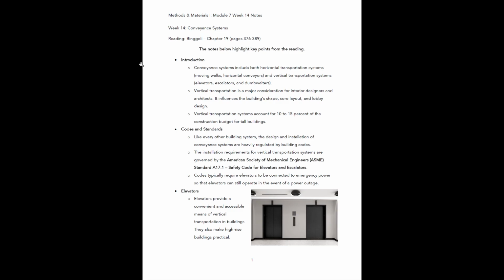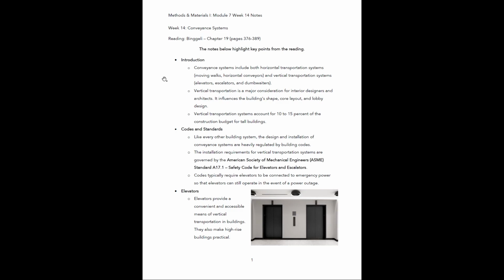This week we are on week 14 and we're going to be starting a new module on conveyance systems. This is going to be the final module that we cover in this course. Your reading for this week is going to be the Bengali textbook, chapter 19, from pages 376 to 389. So the chapter itself is actually pretty short, so it shouldn't be too bad. And this lecture should not take too long, hopefully. All right, so let's go ahead and get started.